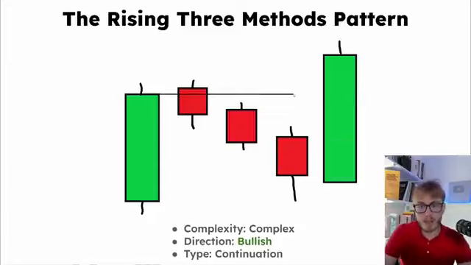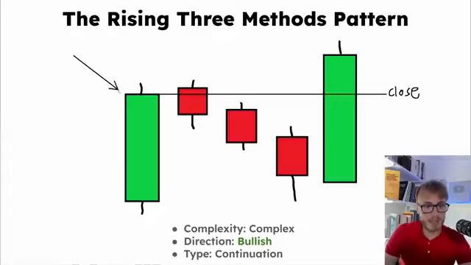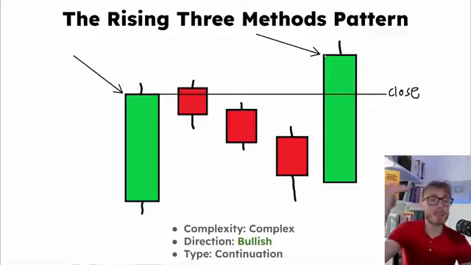And what we want to see is this bullish candle closing above the close of the first candle. So you can see right here we have the close of the first candle, and we want the final candle to close above this line. When we get this candle close, the rising 3 methods is confirmed and indicates a continuation up.